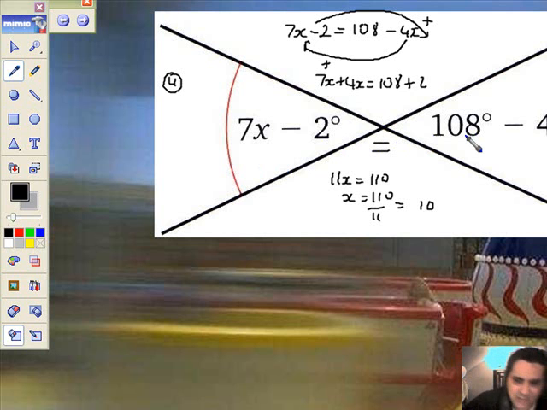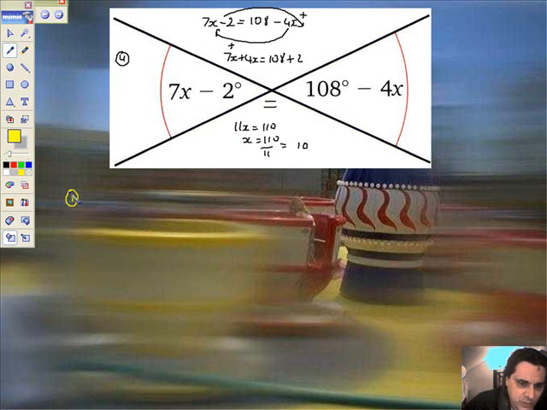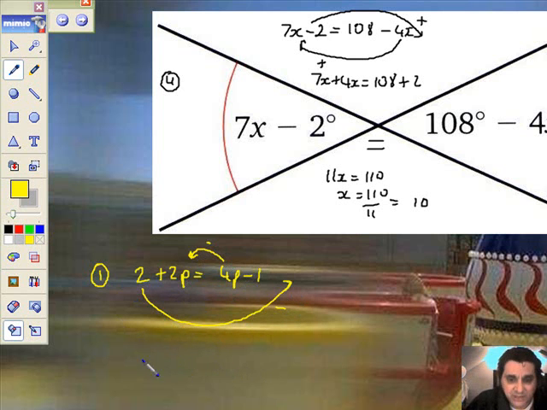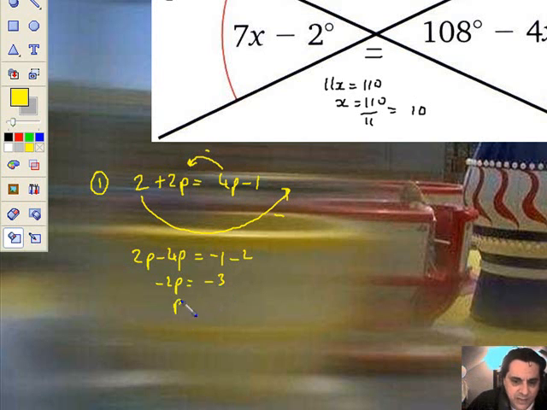Alright, so let's backtrack to some of question 1. I think I'll do E for the fun of it. I've got 2 plus 2p equals 4p minus 1. Well, if I bring my 4p over to this side and subtract, and take my 2 next door and subtract, I've got 2p take away 4p equals minus 1, because that's not moved, and then take away the 2 as well. So what I've got here is minus 2p equals minus 3. So p is going to be minus 3 all divided by minus 2, so it becomes positive. So p equals 1 and a half.